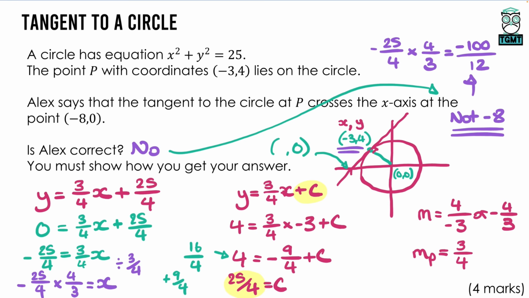There's a lot going on in that question. You've got gradient of a radius, negative reciprocal, equation of a line, equation of a tangent, and substituting it all in, looking at whether it crosses an x-axis. So a very in-depth question there, but hopefully a really good one, practicing all those different processes within a question like that.